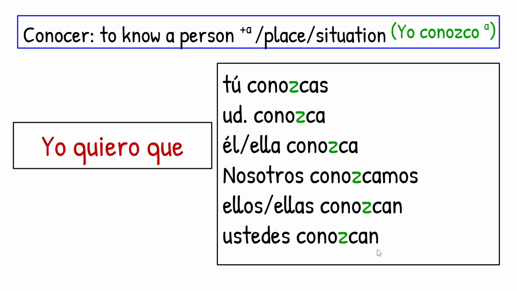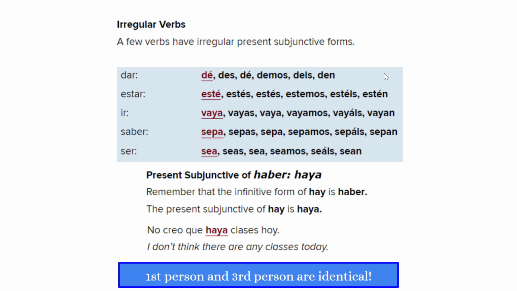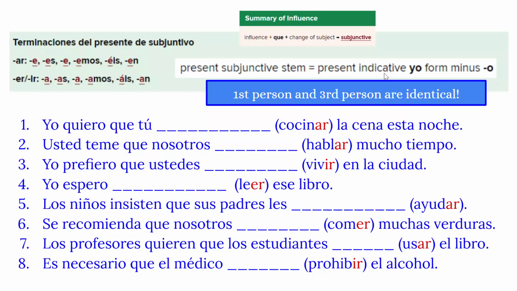Okay, conocer, we know, has a funny spelling in the yo form. Yo conozco. Conocer is an ER verb, so in the subjunctive it would be conozca. But remember, you've got to take the Z and the C with you all the way down when you make these changes. Yo quiero que tú conozcas, usted conozca, él, ella conozca, conozcamos, conozcan, conozcan. And here are your super irregulars. Super irregulars just must be memorized. Remember, first and third person are identical.